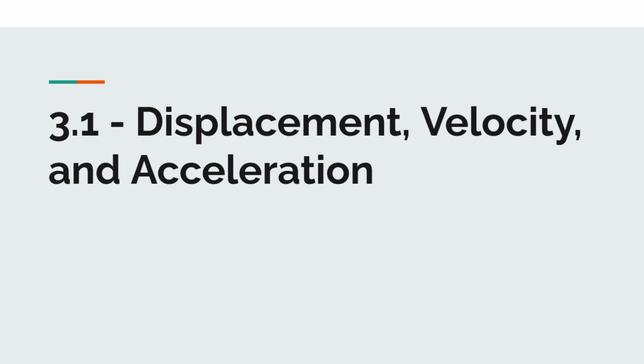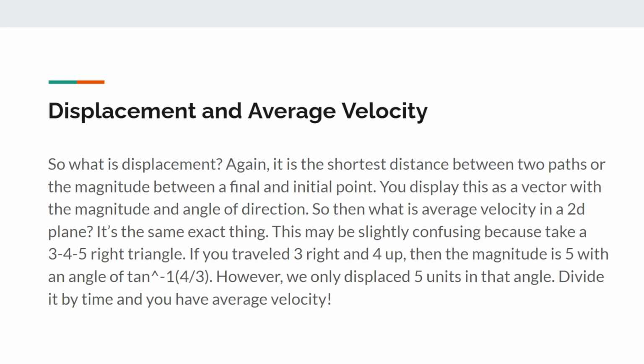Okay, so 3.1 displacement, velocity, and acceleration. And this is in regards to the 2D plane. So it's not dealing with velocity and acceleration in one direction anymore like it was in the previous examples. So displacement and average velocity.